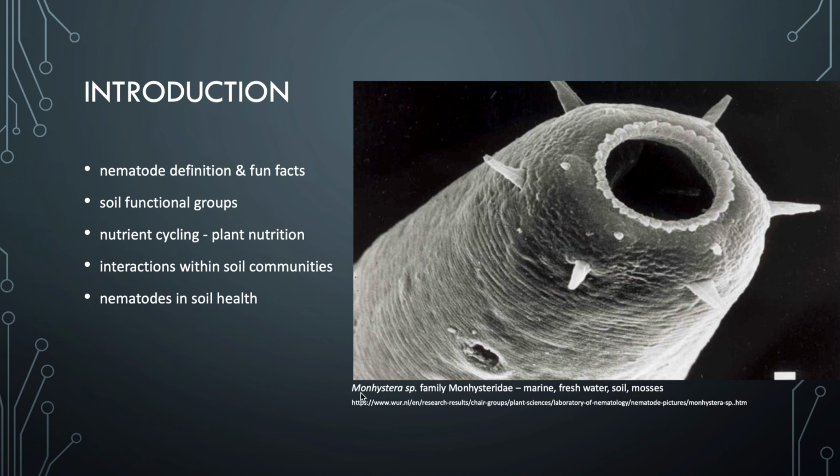On the right in the image you can see a genus called Monhistera and their family Monhisteridae, and the nematodes that belong to this family live in marine habitats, in fresh water, in soils, and also in mosses. This is an electron micrograph showing an example of a bacterial feeding nematode, and you can see its gorgeous mouth through which it sucks in bacteria.